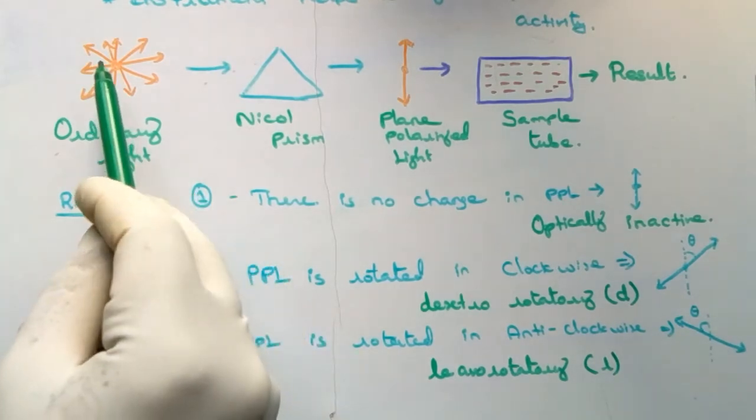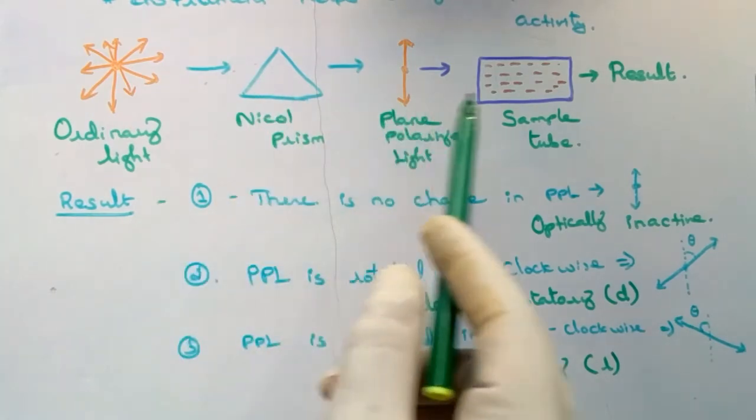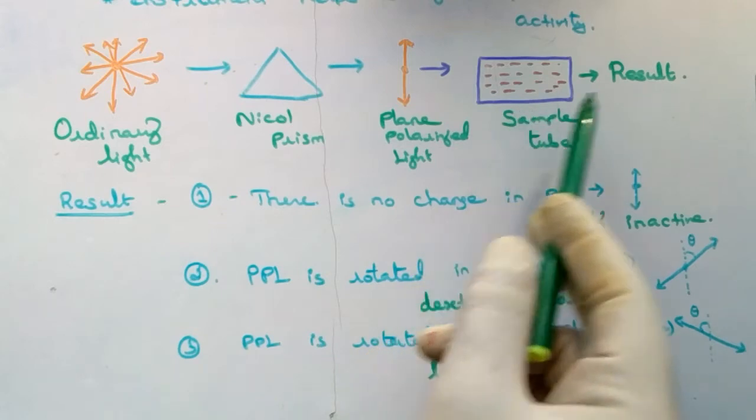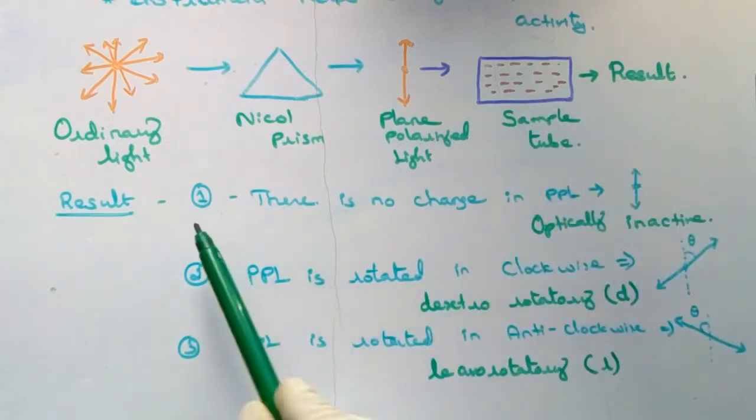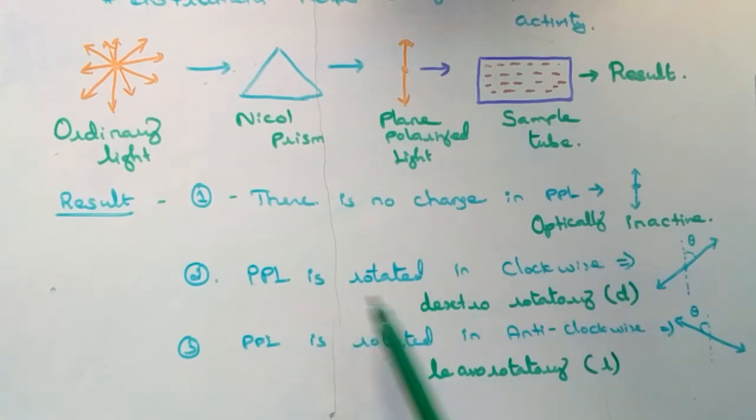So in a polarimeter, initially the ordinary light passes through the nicol prism. After that we will get plane polarized light. The plane polarized light will pass through the sample tube. We may get three types of result. If there is no change, then the sample is called optically inactive. If the PPL is rotated clockwise, it is dextro-rotatory. If it is rotated anti-clockwise, then it is called levorotatory. I hope you have understood.